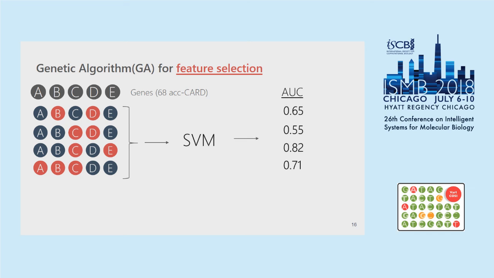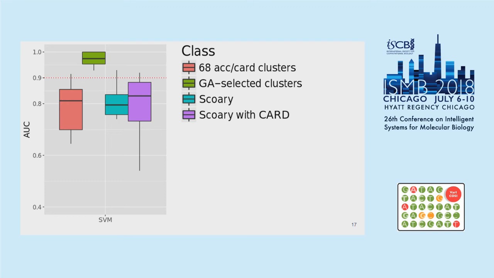And the two GA genomes with the best area under curve will be selected, and then crossed over and mutated, and have a next population of GA genomes. So after 30,000 iterations, we'll have our final feature sets. So here come the results.